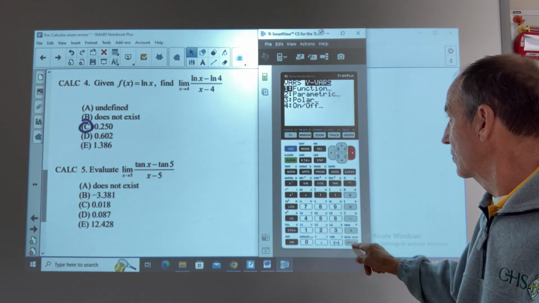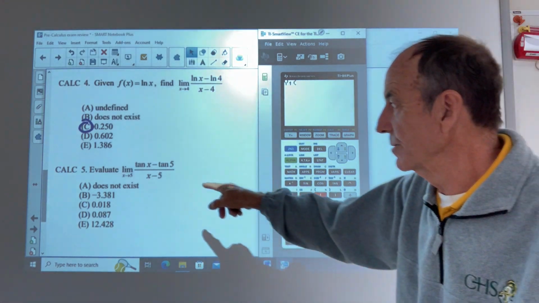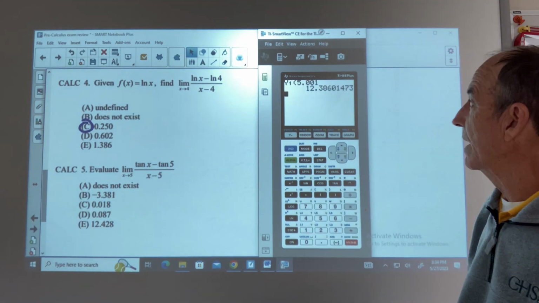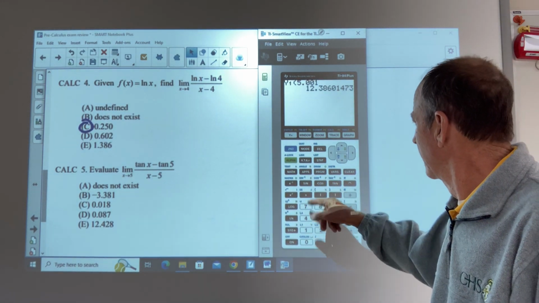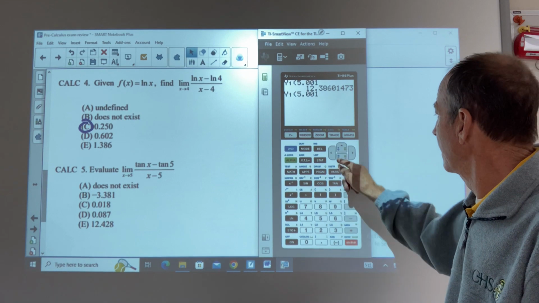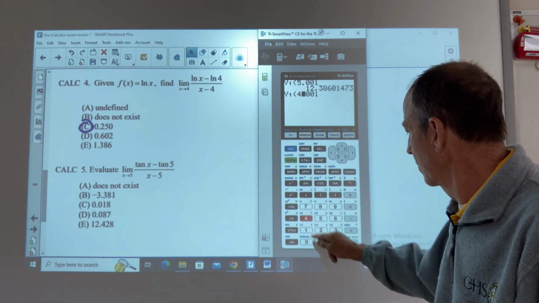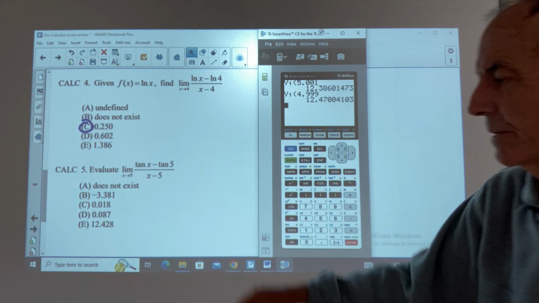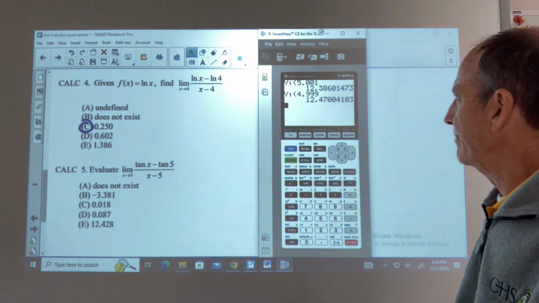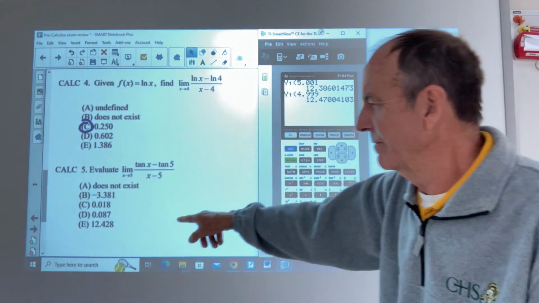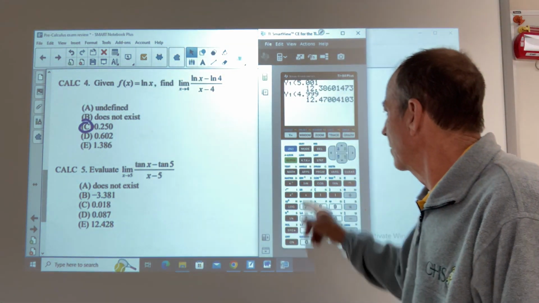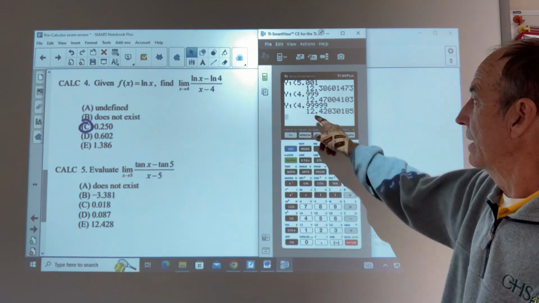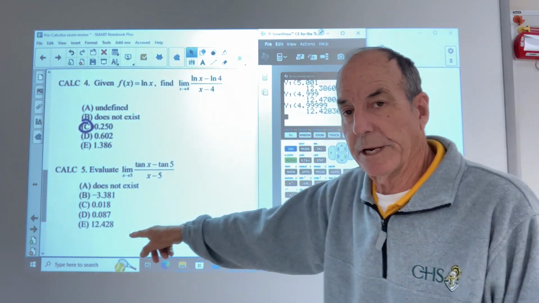Vars, y vars, function y1. And again, I'm putting numbers in close to 5, like 5.001. That's pretty close to 5. Or 4.999, right? Okay, and I'm getting around 12.42-ish. If I were to get closer, I could get even closer to this value. So, you know, if I threw in a couple of other 9s, like that, 12.428, so now we're getting it.